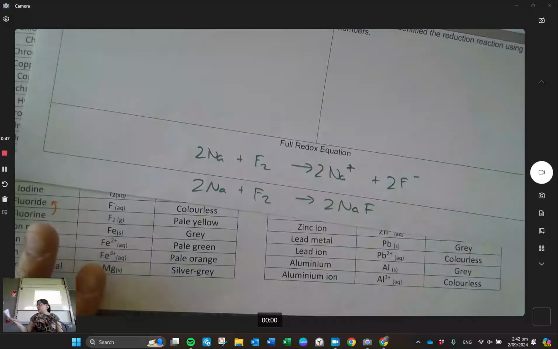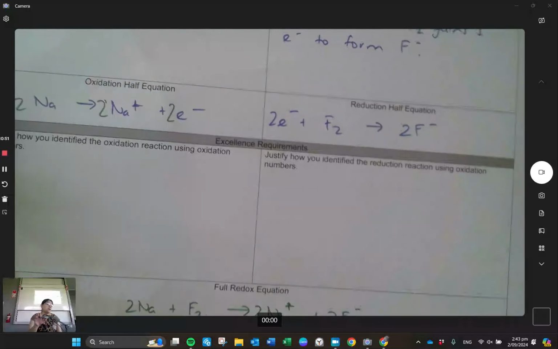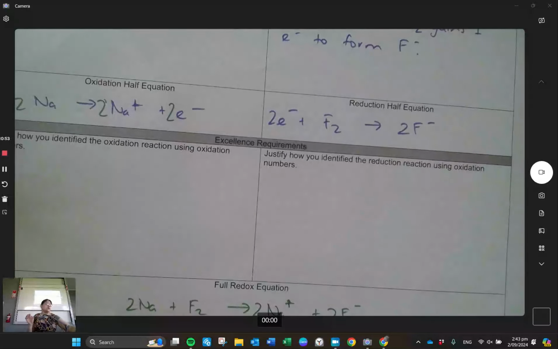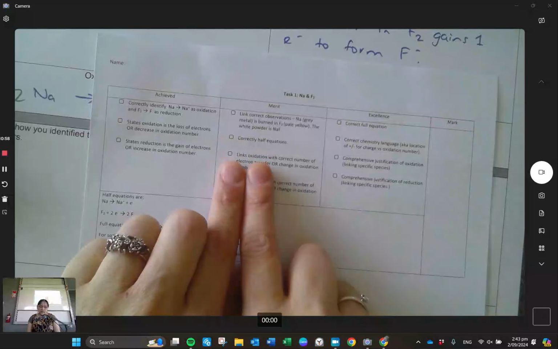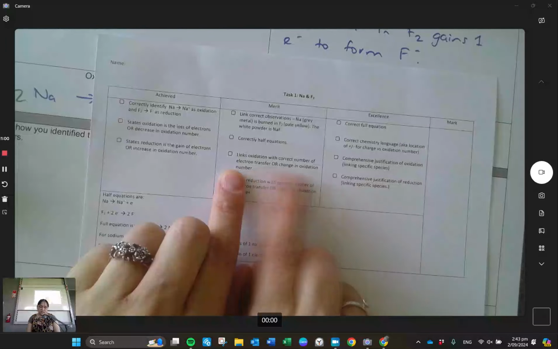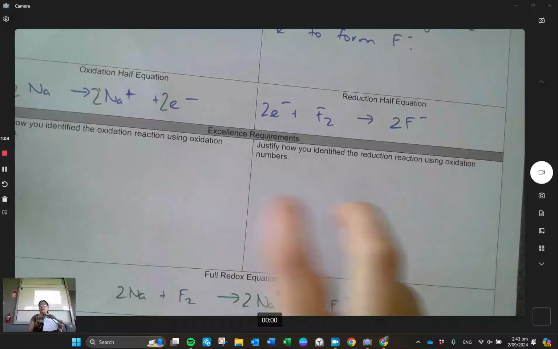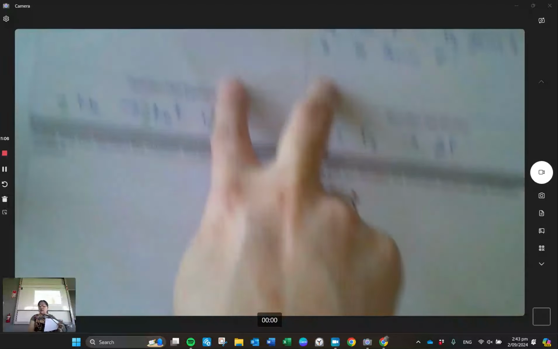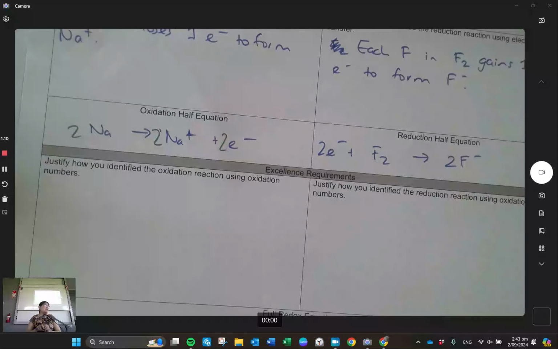Okay. This was the other chance for you guys to show me as a backup option, because if you look at the merit requirement, it says links oxidation to correct number of electron transfer or oxidation number. So this is another chance to have a backup for either of these two in case you make a mistake up here. So it is technically a merit, but I do put it in the excellence section just to distinguish it so it doesn't confuse you guys.